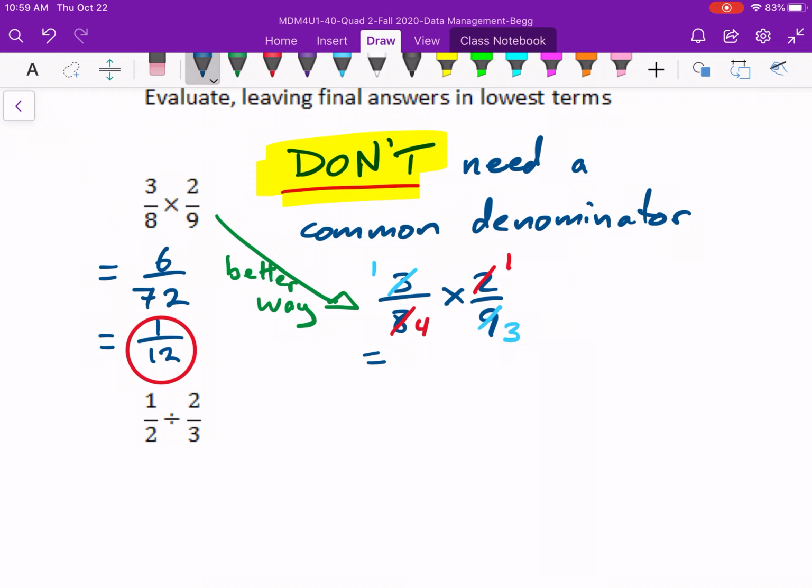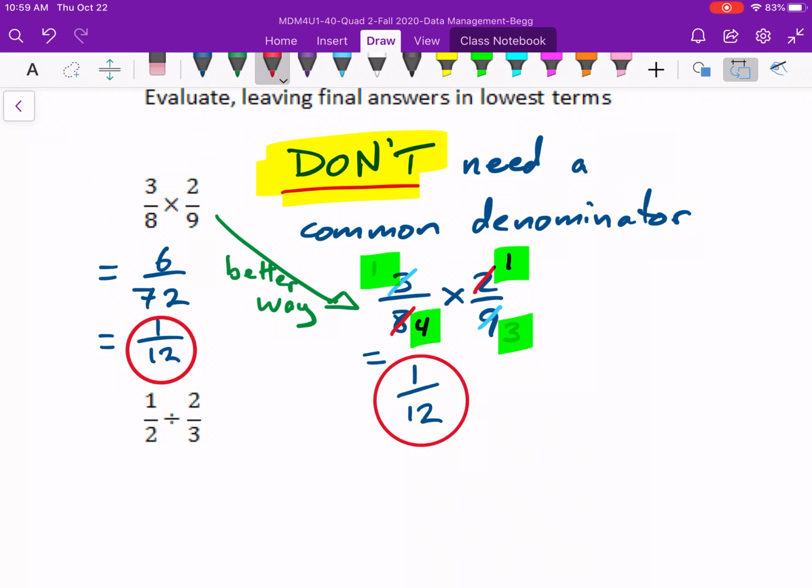And then I would multiply together the numbers that I'm left with. So I'd have 1 times 1 over 4 times 3. 1 times 1 is 1, 4 times 3 is 12. And I get the same answer.